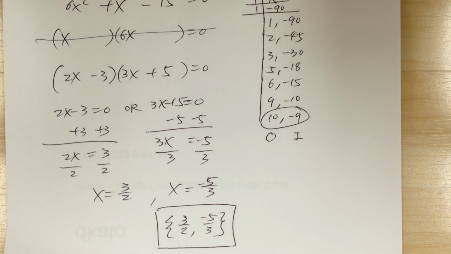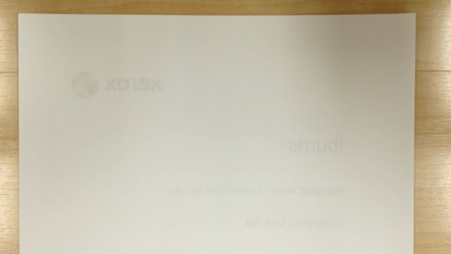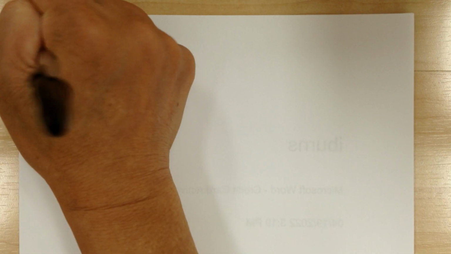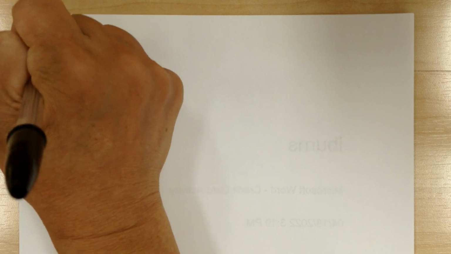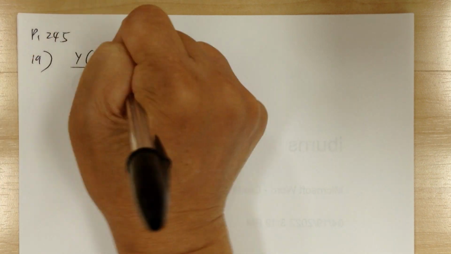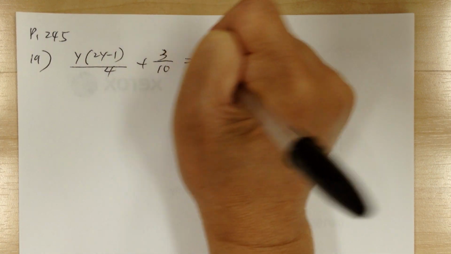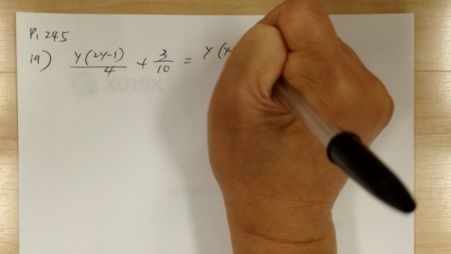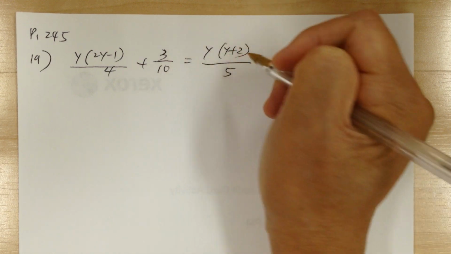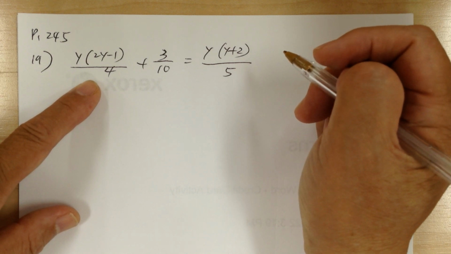Okay, let's go to the next one. You got y times (2y minus 1) over 4 plus 3 over 10 equal to y times (y plus 2) over 5. Okay, so your LCD is going to be equal to 20.